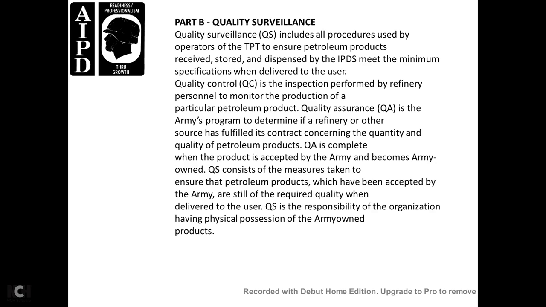Part B, quality surveillance. Quality surveillance includes the procedures used to operate the tactical petroleum terminal to ensure the petroleum product received, stored, and dispensed for the inland petroleum distribution system meets the minimum specification when delivered.